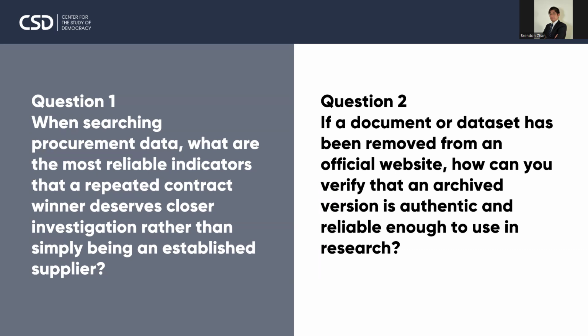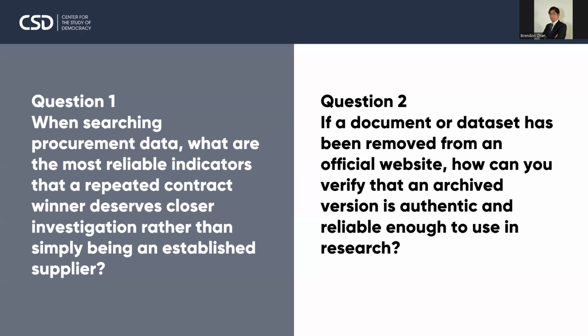When searching procurement data, what are the most reliable indicators that a repeated contract winner deserves closer investigation rather than simply being an established supplier? The first step is to look beyond the fact that a company wins repeatedly and focus on patterns that are statistically and procedurally unusual. Warning signs may include a consistently low number of bidders, especially if the same competitors appear each time. Another indicator is contract values clustering just below the threshold that triggers stricter procedures, so they're constantly just under the limit where they can potentially be questioned further.